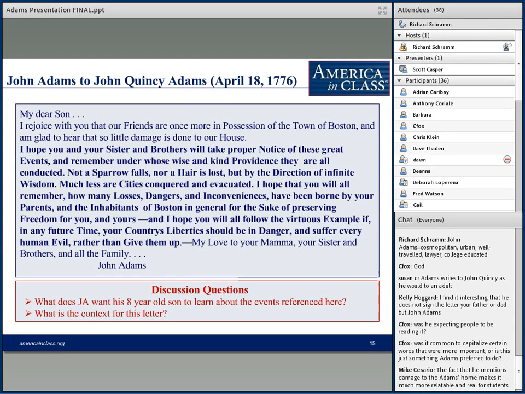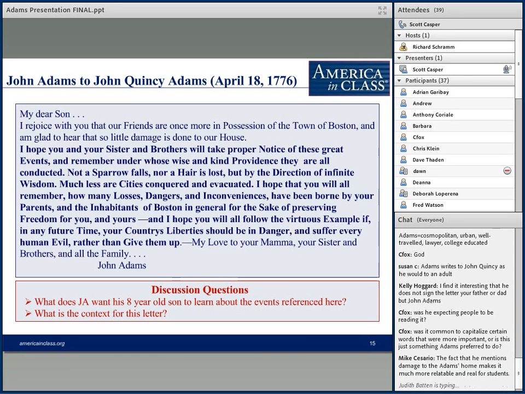And we have another comment. The fact that he mentions damage to the Adams home makes it much more relatable and real for students. Good comment there for teaching. That's a great point for teaching. Yeah, the more we can connect letters like this to students' own experience, I think that's useful. It makes it easier for students to relate to it, and then once they've found something in it that they can connect to, you can ask the next question: what's different about the 18th century than what we have today?